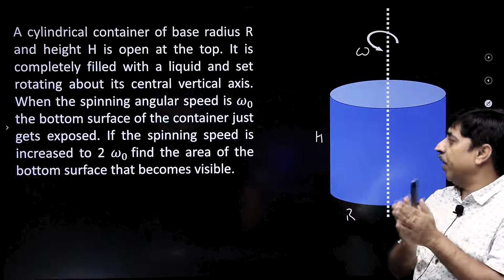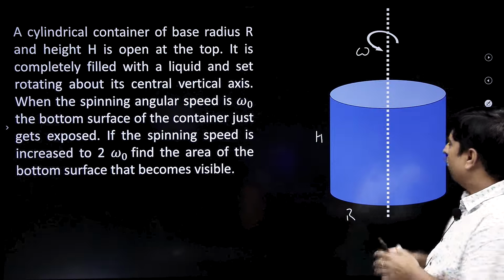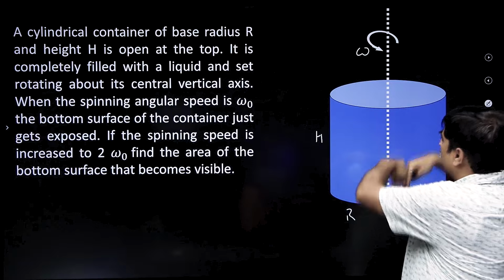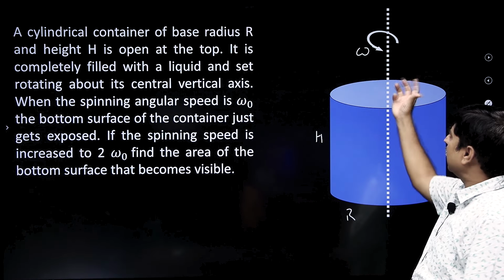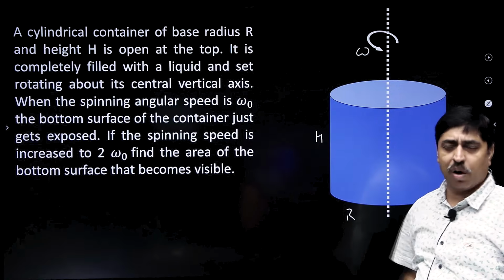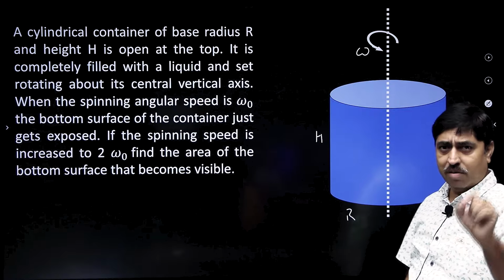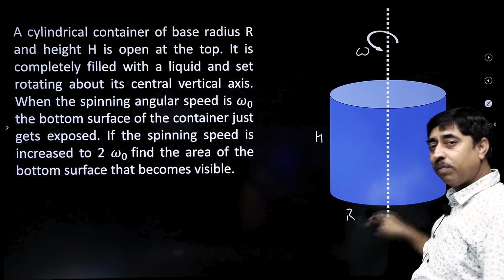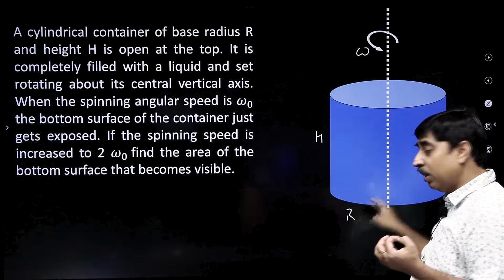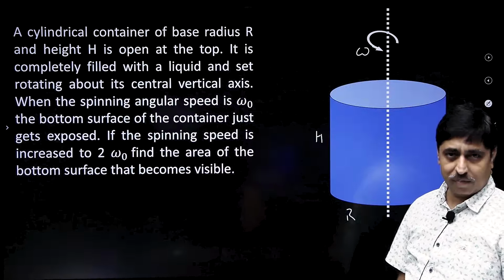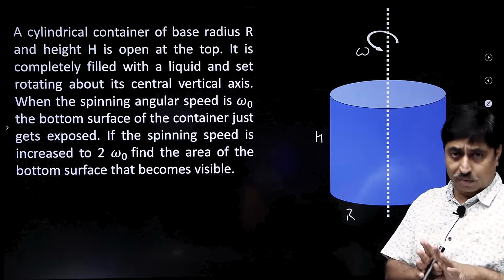When the spinning angular speed is omega naught, the bottom surface of the container just gets exposed. When you spin the cylinder, liquid actually spills out of the cylinder. It is thrown out. If you go on increasing the angular speed, more and more liquid will be thrown out. At a certain value of omega equal to omega naught, the bottom surface of the cylinder just gets exposed. That means you are able to see some part of the bottom surface. This happens at angular speed omega naught, the value of which is not given in the question.